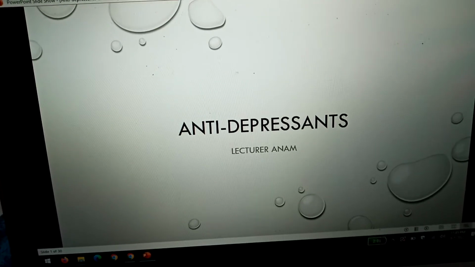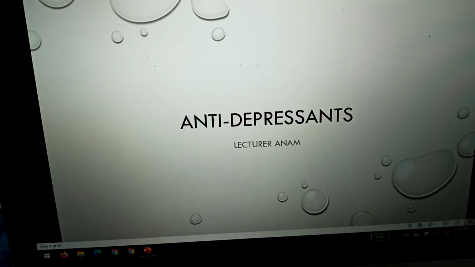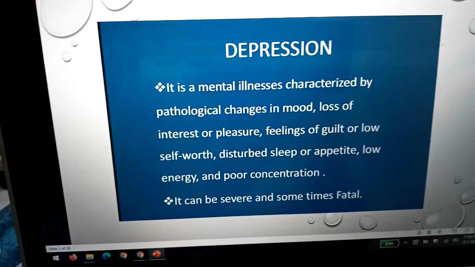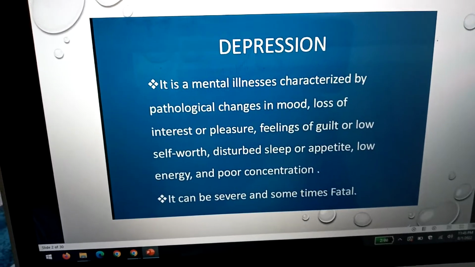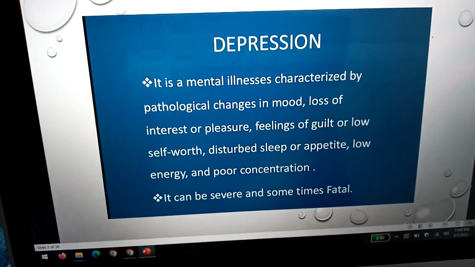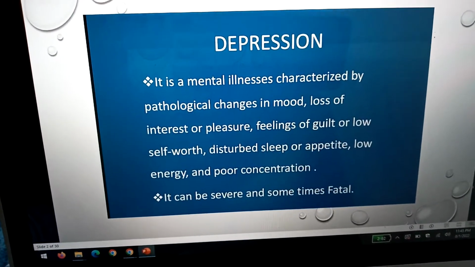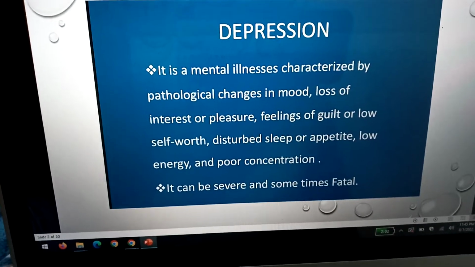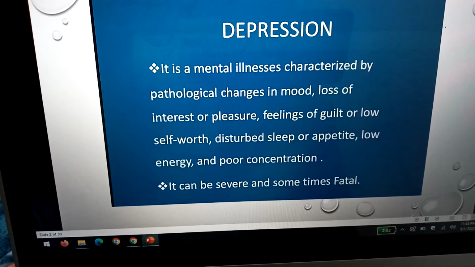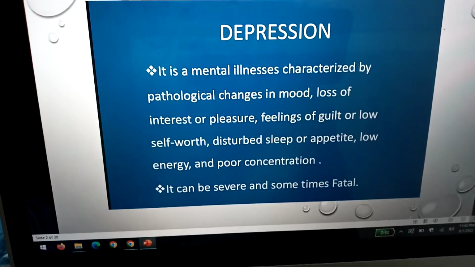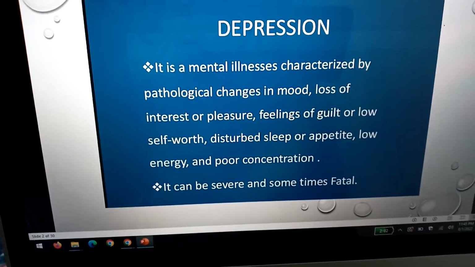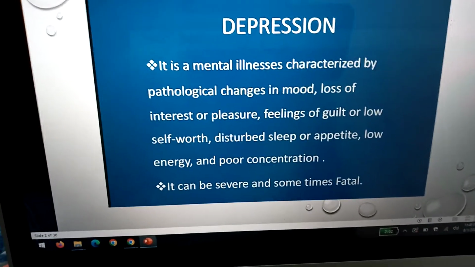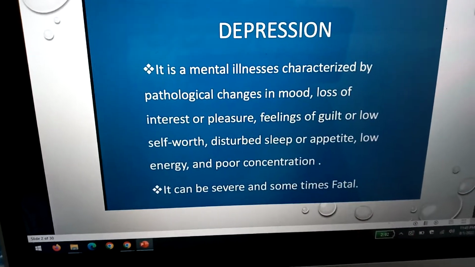So today we will study about antidepressants. As we all know, depression is a mental illness which is characterized by pathological changes in mood, loss of interest or pleasure, feeling of guilt or low self-worth, disturbed sleep or appetite, low energy and poor concentration. It can be severe and sometimes may lead to death.